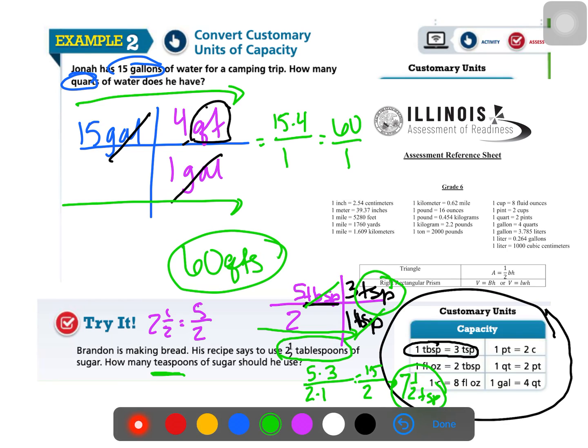Okay, so to review all of that so far, you start with what's given, your labels diagonal need to cross cancel, and then you multiply your numbers across and on the bottom to get a fraction which you'll simplify.